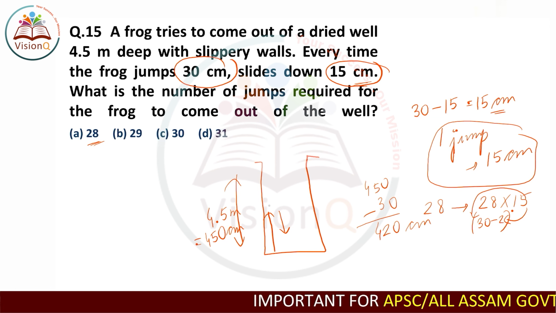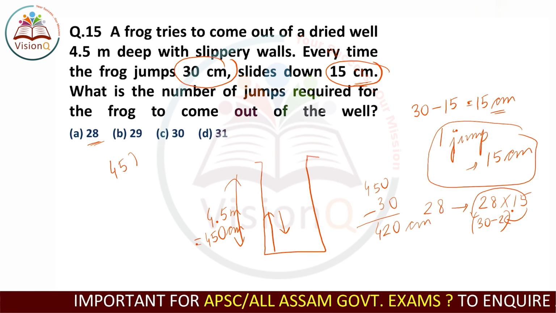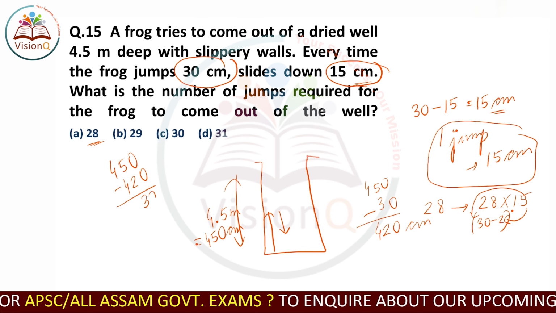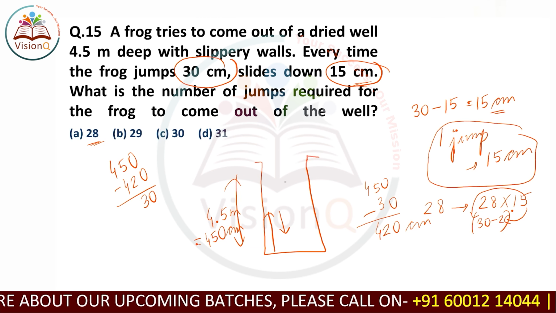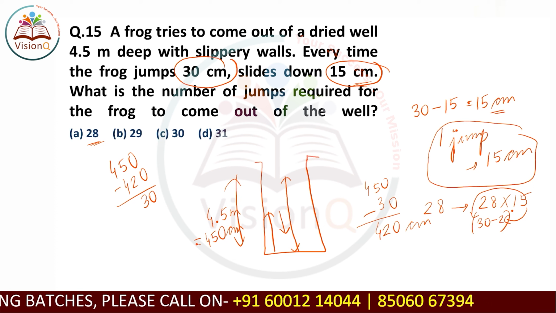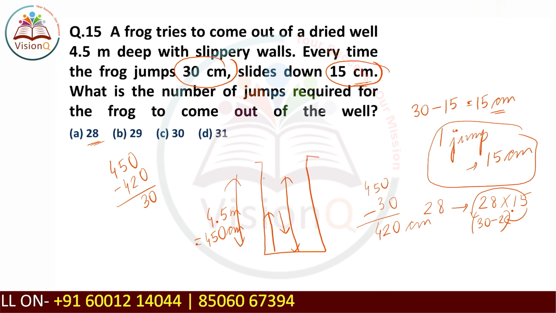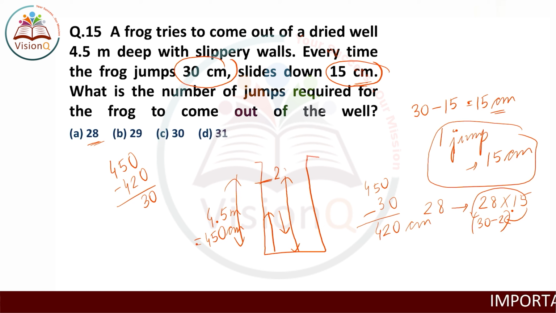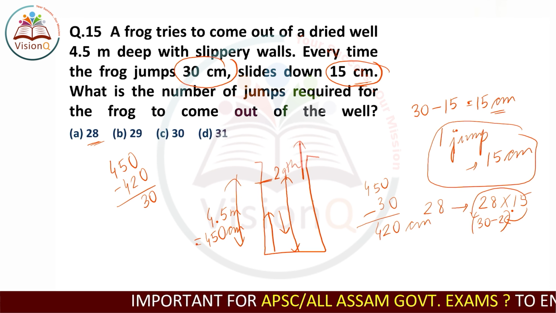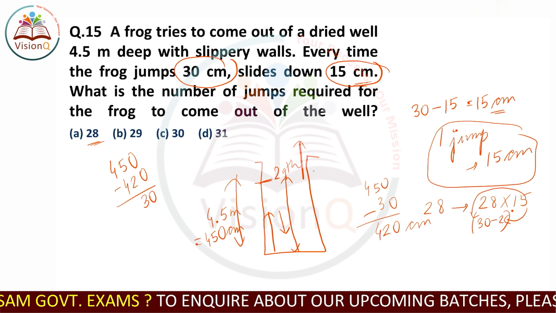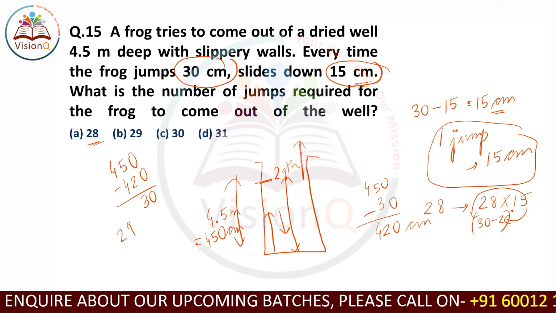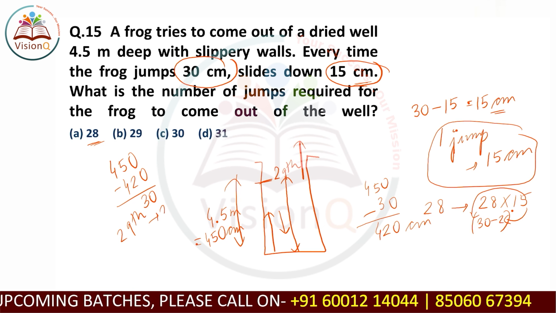Now the remaining distance to be covered by the frog will be how much? 450 minus 420. 30 centimeter is left to be covered by the frog. So in 28 jumps, it has covered a distance of 420 centimeter. Now, when it makes the 29th jump, it goes 30 centimeter and again slides down. It will not slide down now, because when it gives the 29th jump, it will cover directly the remaining 30 centimeter.